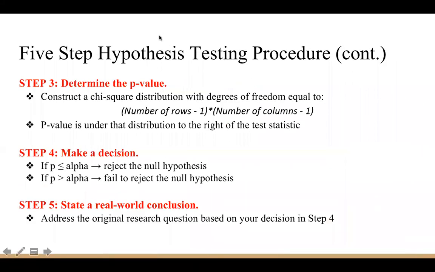All right. And then you can determine your p-value in step 3. So you're going to construct your chi-square distribution. Your degrees of freedom are different here because you're using a contingency table. The way you calculate your degrees of freedom is you take the number of rows minus 1 and multiply that by the number of columns minus 1. And then you'll take a right-tail test again for the test statistic. And then just decide whether to reject or fail to reject the null hypothesis, and then state a real-world conclusion.